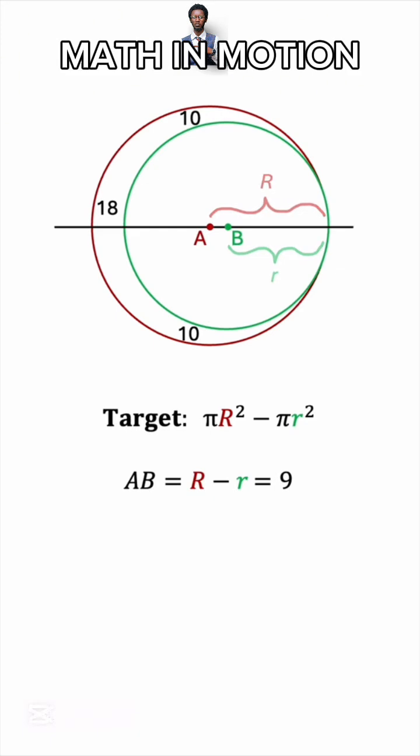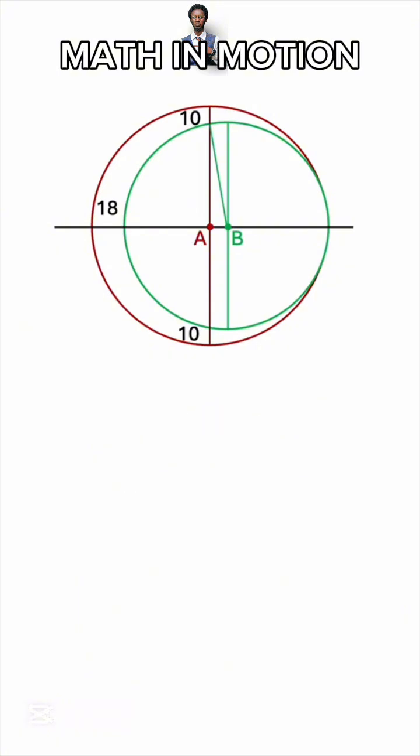To do that, we'll have to use the vertical gap that is given to us in the question. Let's draw vertical diameters of the two circles. So we'll have the vertical diameter of the red circle and the green circle. And now if we draw this radius of the small circle, notice that we have a right triangle that can give us some extra information.